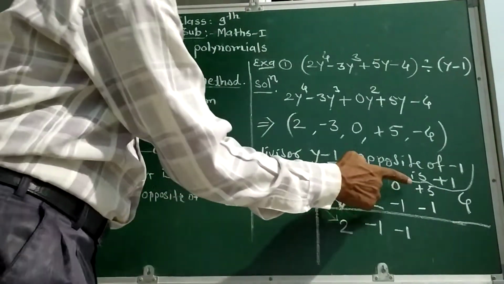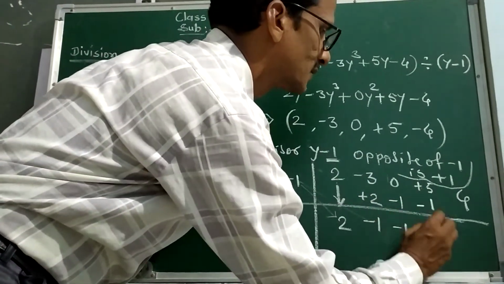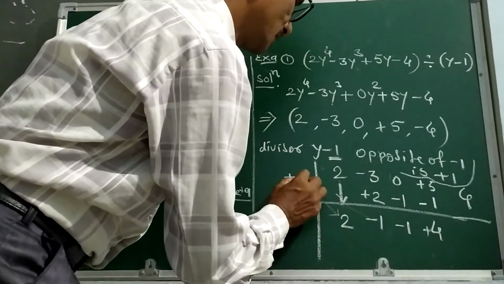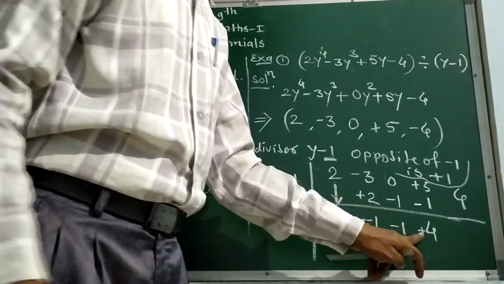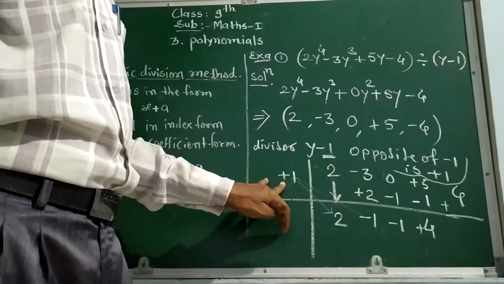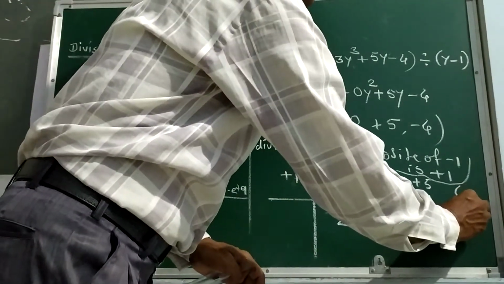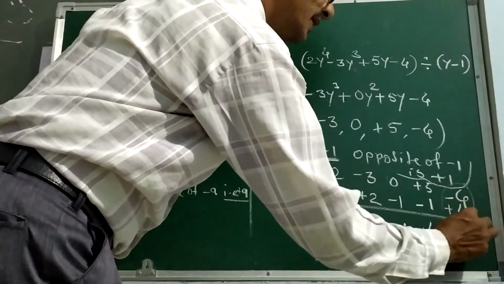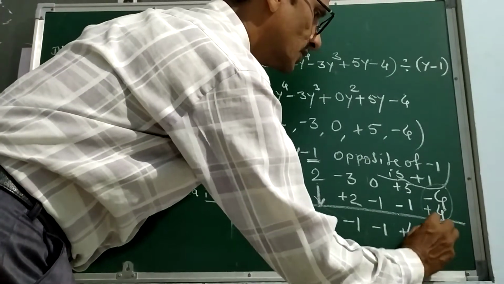So again take the addition of this, plus 5 minus 1, that is plus 4. Now again I multiply this plus 1 into plus 4. So plus plus, I again write this plus, and that in this case is 4. Now I have to write this separately, again addition of this minus 4 plus 4, that is 0.